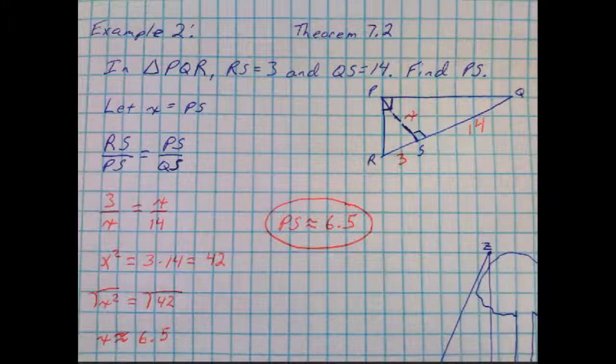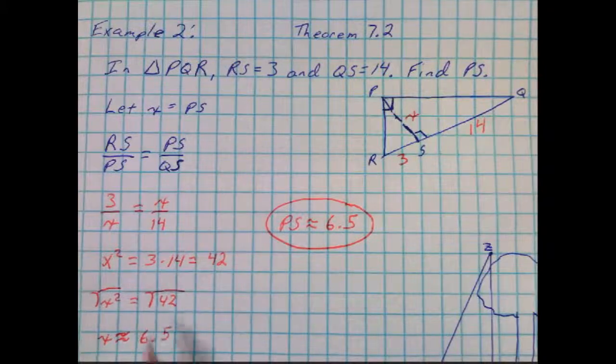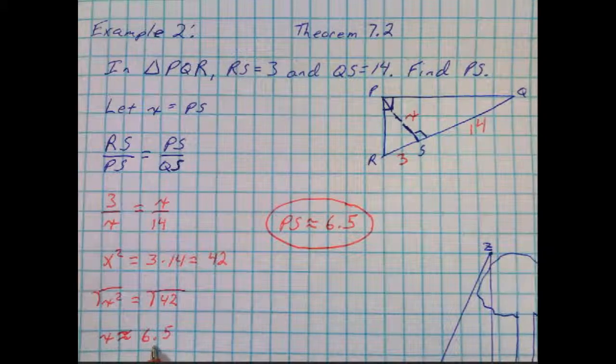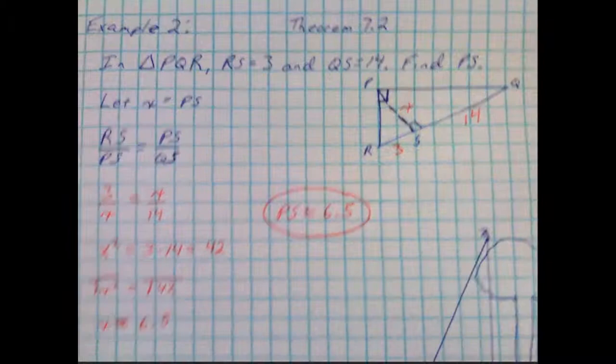Okay, and again, I just punched this into the calculator because this was not a perfect square, and I came up with the 6.5. And then I used my little squiggles because I want it to be approximate. It's not an exact answer. Alright, let's go on to another one.